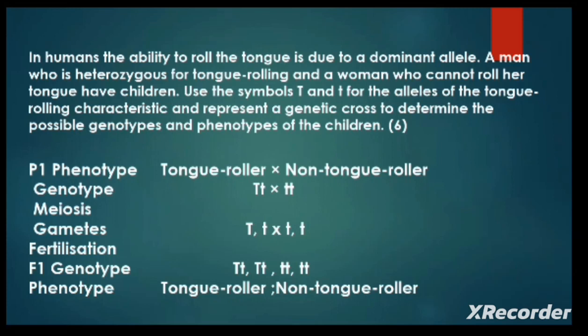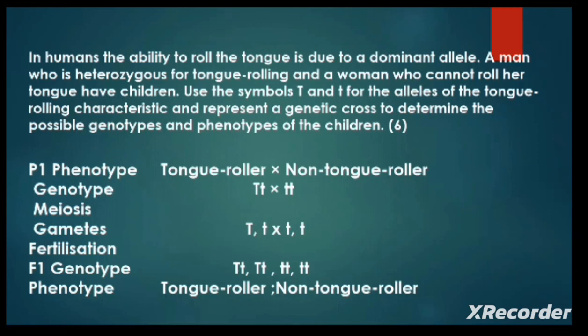And then now let's substitute their genotypes. The man is heterozygous for tongue rolling. Heterozygous means what? It means a capital letter and a small letter. Hence, I wrote the big letter and a small letter. The woman cannot roll her tongue at all, so the woman is homozygous recessive. She cannot be heterozygous, because then she would be able to roll her tongue, as the big letter would override the recessive allele. So she is small letter t, small letter t.